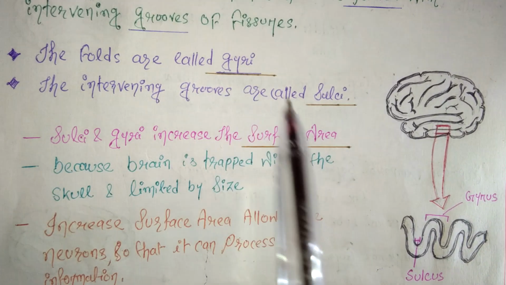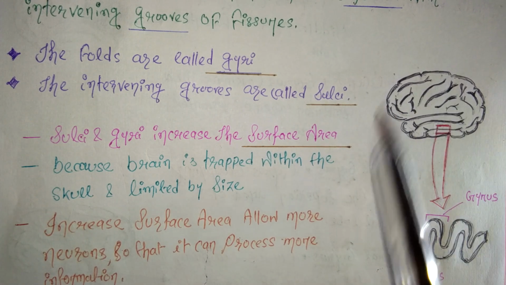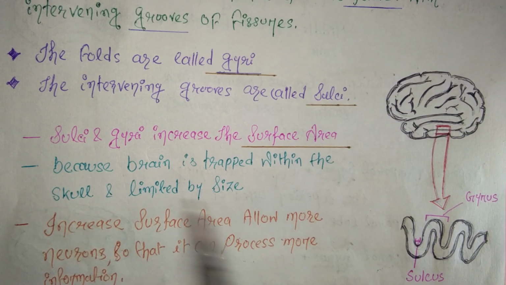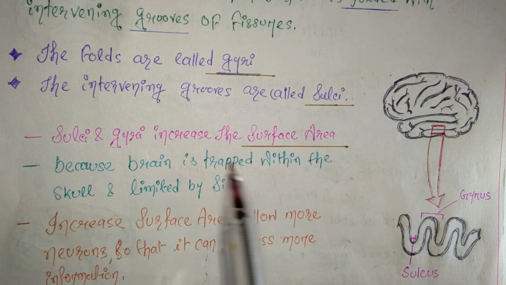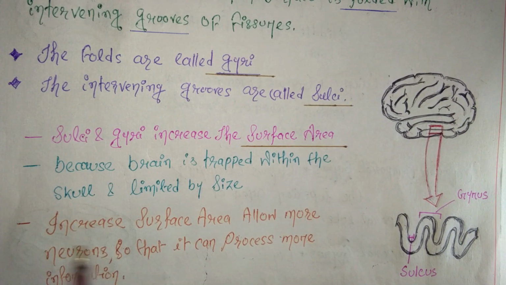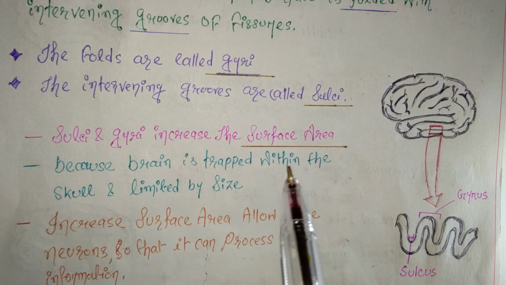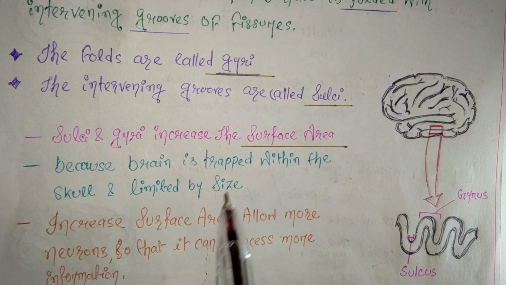Okay, so why do we have this folding surface of brain, why do we have these wrinkles in our brain? Let's see. Sulci and gyri increase the surface area of brain, because brain is trapped within the skull and limited by size, okay? Our brain is trapped within our head, no? And it's limited by size.